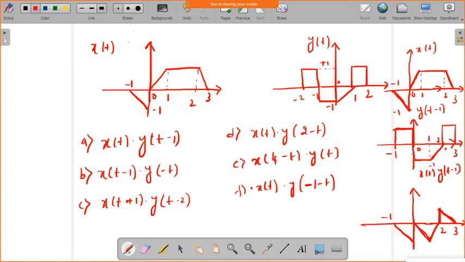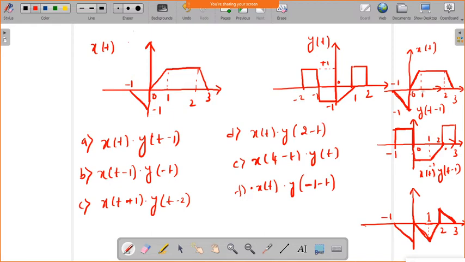So from 0 to 1, this y of t minus 1 is -1, and if you multiply it by the ramp signal which is t, it will give minus t, from 0 to the value 1. From 0 to 1, it is a decaying ramp.